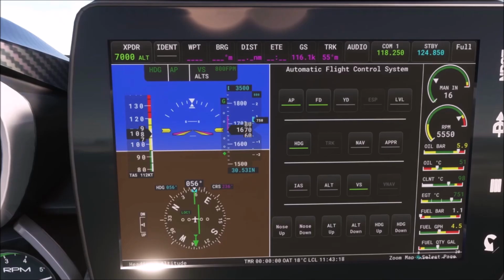At the moment we are on heading mode, we have the heading mode on the autopilot. And we're climbing to 3,500 feet. I can as well change this to 3,000 feet exactly, okay?